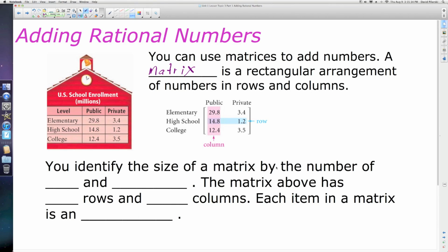You identify the size of the matrix by the number of rows and columns. The matrix above has 3 rows and 2 columns. Each item in a matrix is called an element. And the idea, when we look into the next example, is that when we add 2 matrices, we're going to add them element by element, or corresponding part to corresponding part.